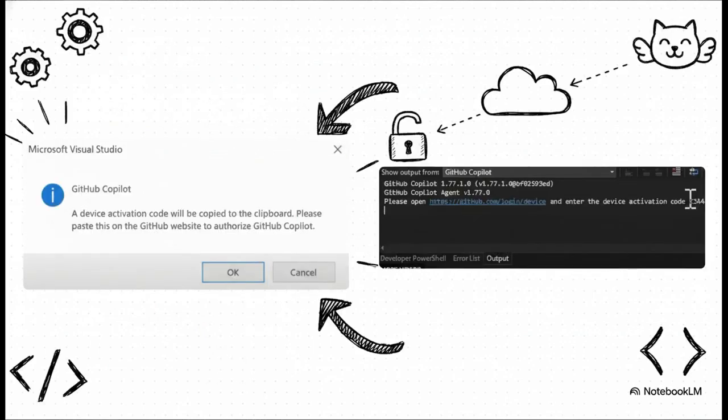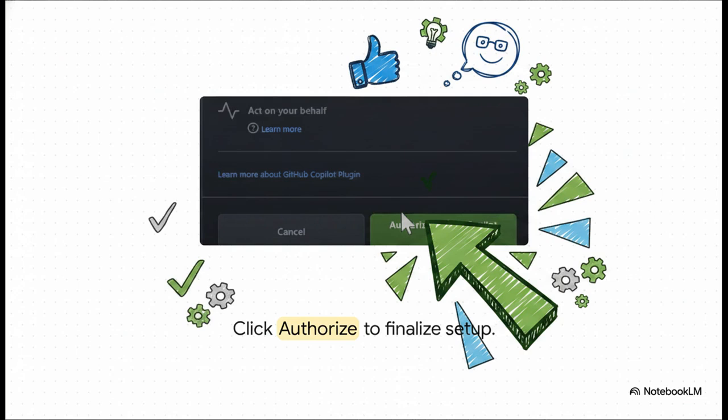All right, so once you relaunch Visual Studio and open up a project, a prompt is going to pop up asking you to authenticate to GitHub. It'll give you a specific device activation code right there in your output window. All you have to do is copy that exact code, click the link they provide, and paste it straight into the GitHub device authorization page. Finally, you just hit that big green Authorize GitHub Copilot plugin button. And that is literally it.